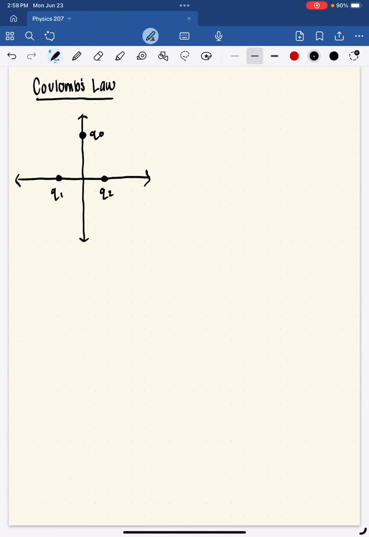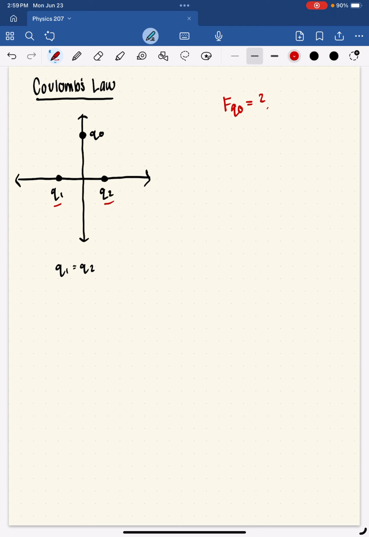Howdy! Today we're going to be solving our first problem from Coulomb's law. In this problem we have two equal charged particles, Q1 and Q2. So their magnitudes are equal to each other. And they're both acting on point Q0. And so what we want to find out in this question is, what is the force on Q0 acted on by Q1 and Q2?